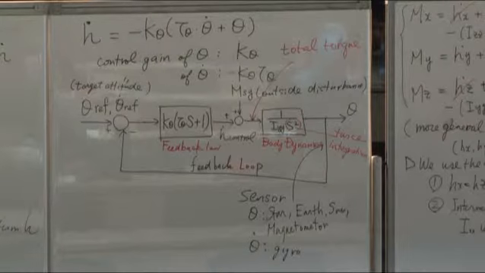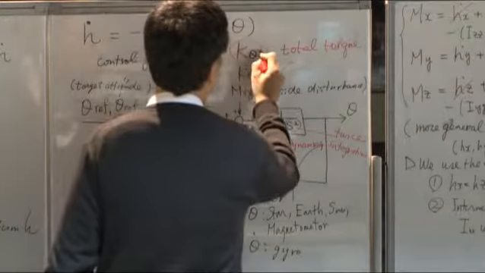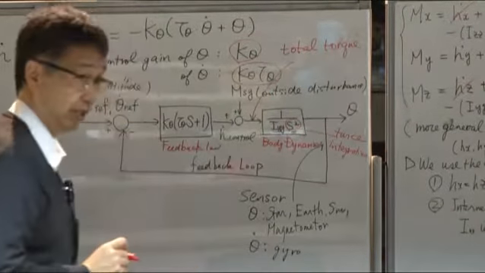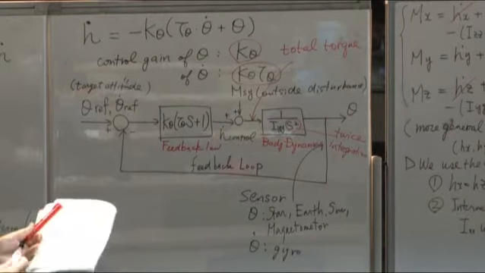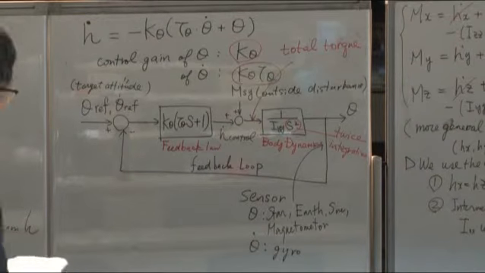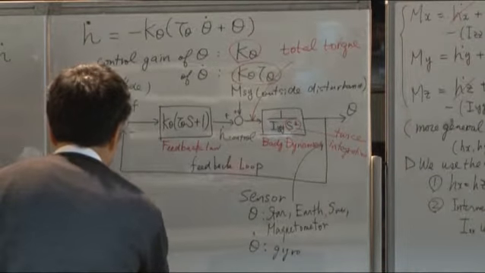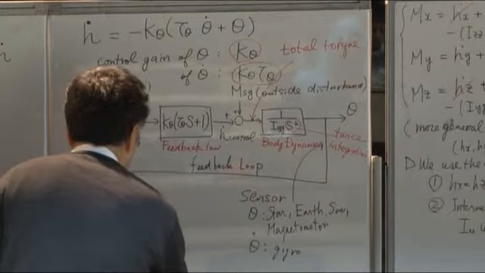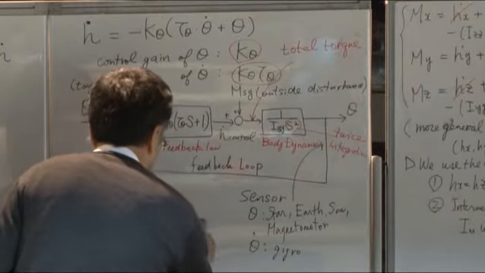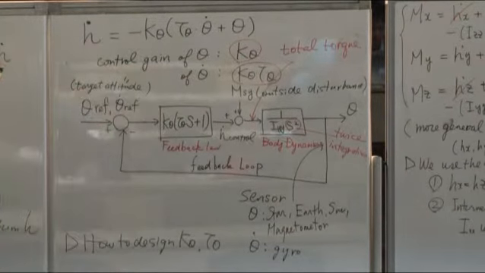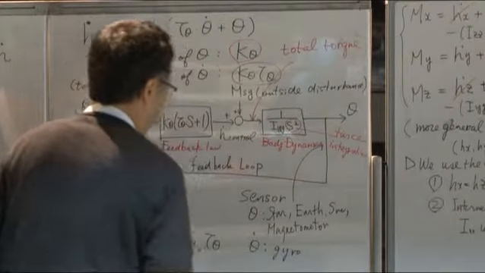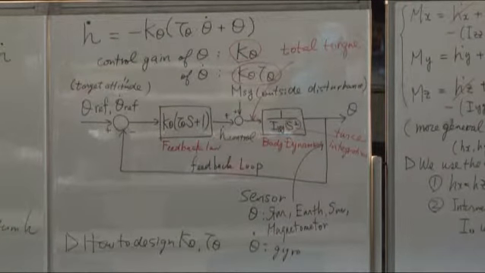And then the problem is how we can define these two parameters. That is the gain of the feedback loop. So that is control theory. Okay, so I won't go into detail, but the next step is how to design k theta and tau theta. How to design these two control gains, how to design these values, is another very important topic.